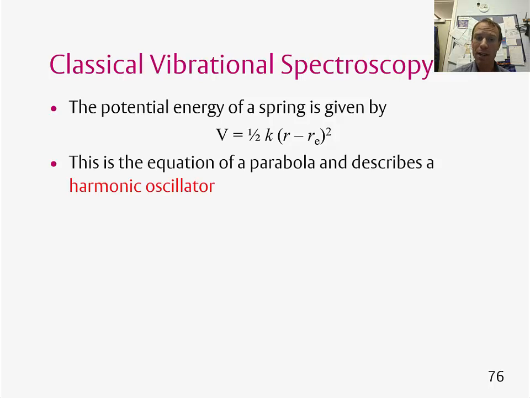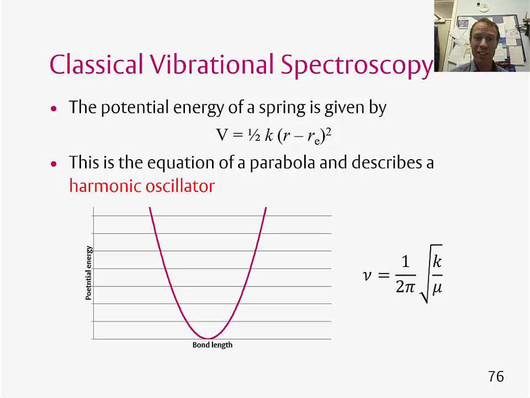This is actually the equation of a parabola and describes a so-called harmonic oscillator. A harmonic oscillator potential looks like this. We have potential energy up the left, bond length on the x-axis, and this curve. This is how a spring behaves. If you have a spring with a reduced mass of mu and a force constant K, then the vibrational frequency of this spring is given by nu, the Greek letter nu. So if you know the force constant and the reduced mass, you can work out what the natural vibrational frequency is.